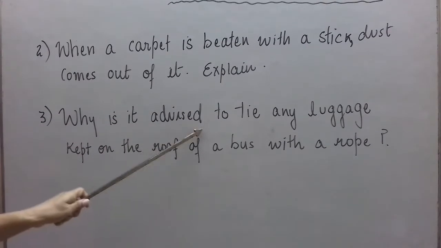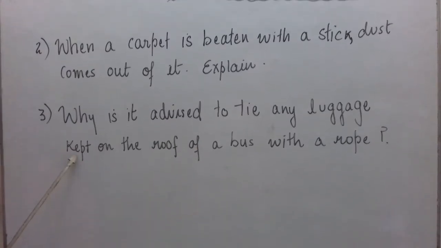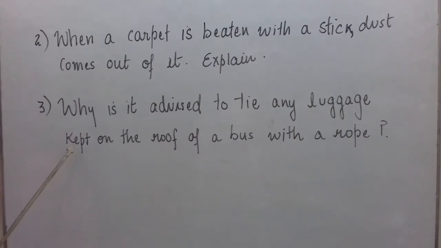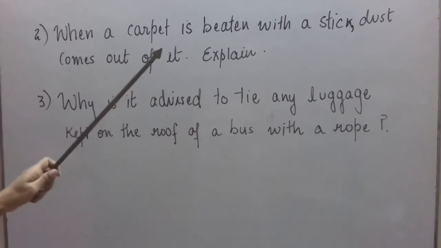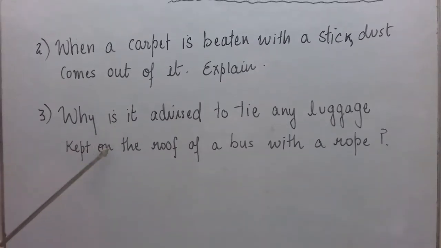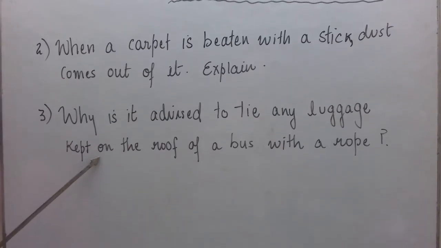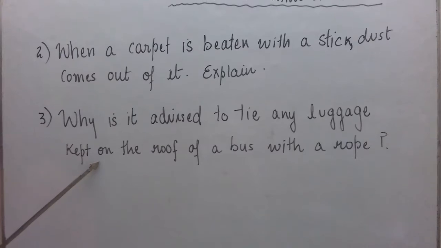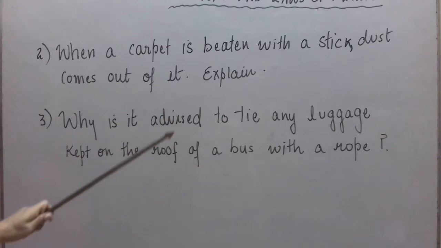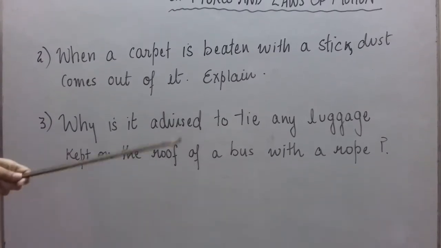So if we don't tie the luggage kept on the roof of a bus with a rope, what will happen? If the bus is moving and brakes are applied and it suddenly stops, we know that the luggage will try to maintain its state of uniform motion, so it may get a forward jerk, it may fall forward due to inertia of motion.